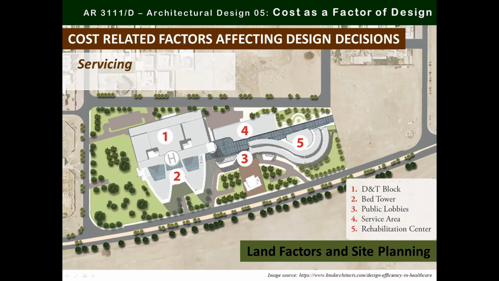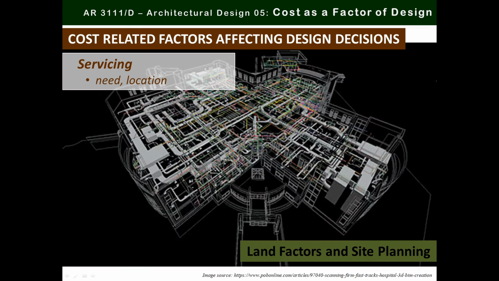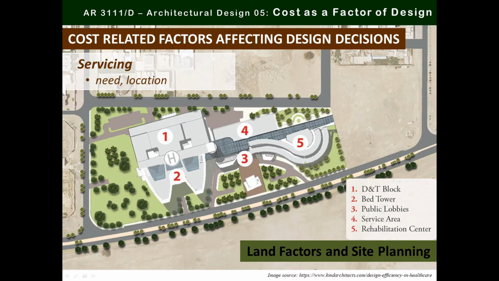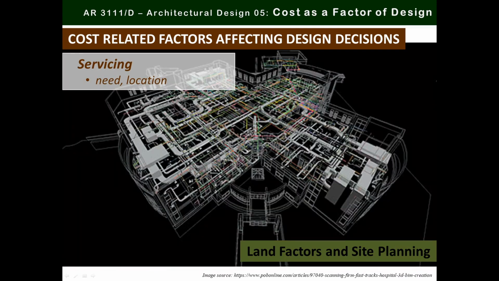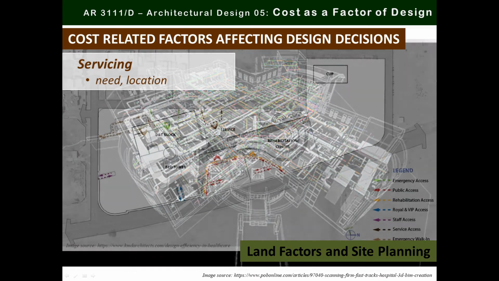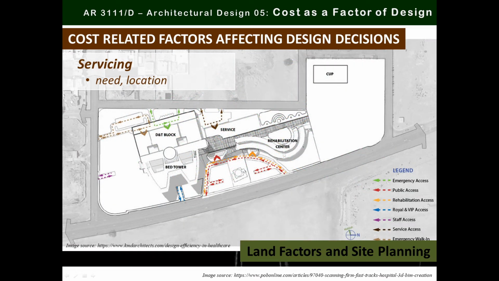Third on the land factors is servicing. How much is needed? Where should it be located? In some buildings, such as hospitals, servicing is a high priority factor, and savings due to good planning can be significant. In the sample design by KMD Architects, as shown on the slide, you would notice that number 4, the service area, is centralized, providing ease of access to the distinct hospital zones. And this would greatly affect the design of building utility systems and services, such as efficiency of the HVAC and equipment and material movement, as well as, of course, vehicular and pedestrian circulations.